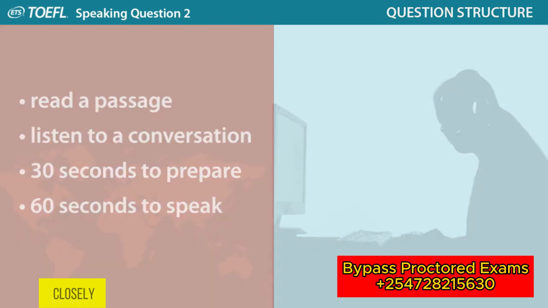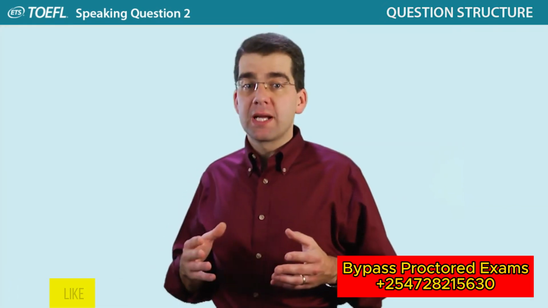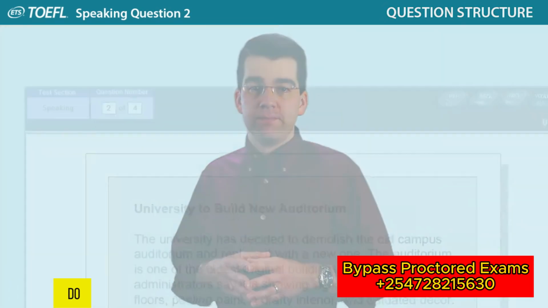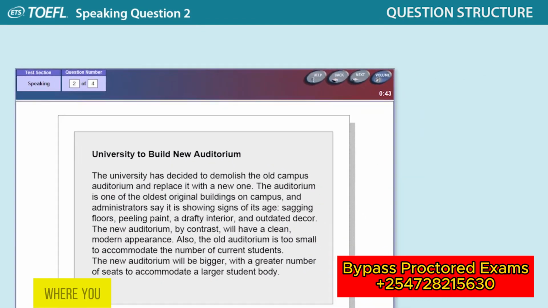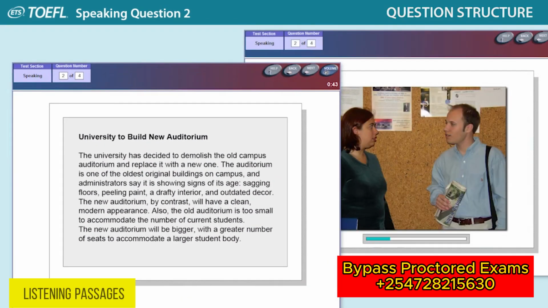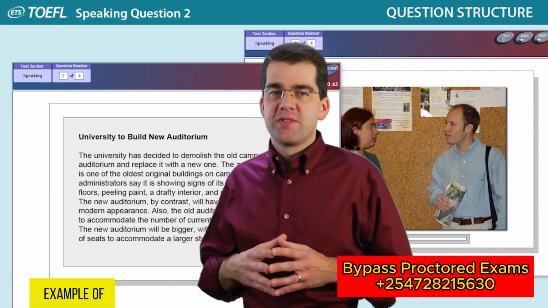Now let's look more closely at what campus situations questions look like, and what they will be asking you to do. For question 2, where you have both reading and listening passages, you will be asked what the opinion is of a speaker in the listening passage. And you'll need to explain how that person's opinion relates to the issues presented in the reading passage. So you're essentially summarizing and combining information from two sources. Here's an example of this type of question.